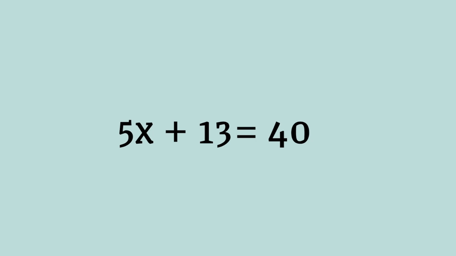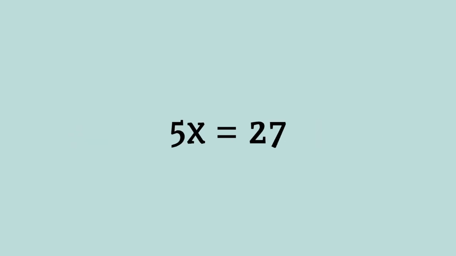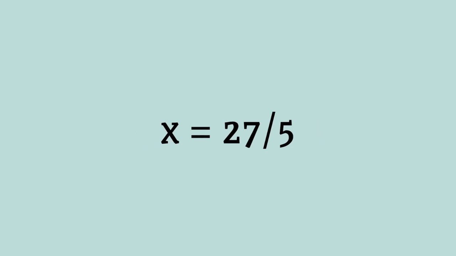We still follow reverse GEMDAS here, so before getting rid of the coefficient, which is our multiplication, we get rid of the constant, which is addition. Now we have 5x is equal to 27. If we divide both sides by 5, we get x is equal to 27 over 5.